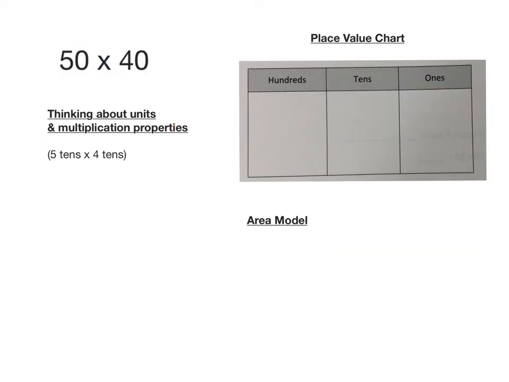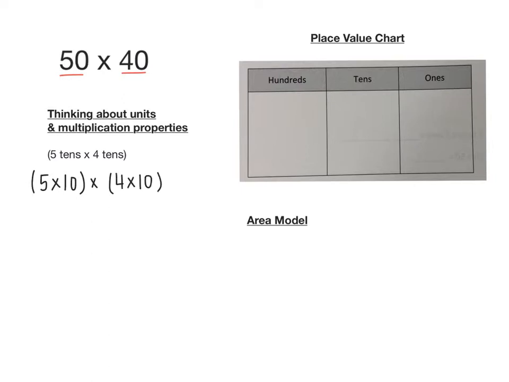Using repeated reasoning, we know that 50 is the same as 5 tens, right? And 40 is the same as 4 tens. Yes? Okay, how do I write 5 tens using numbers? 5 times 10. Thank you. And I'm going to multiply that by 4 tens. How do I write 4 tens using numbers? 4 times 10. Very good.